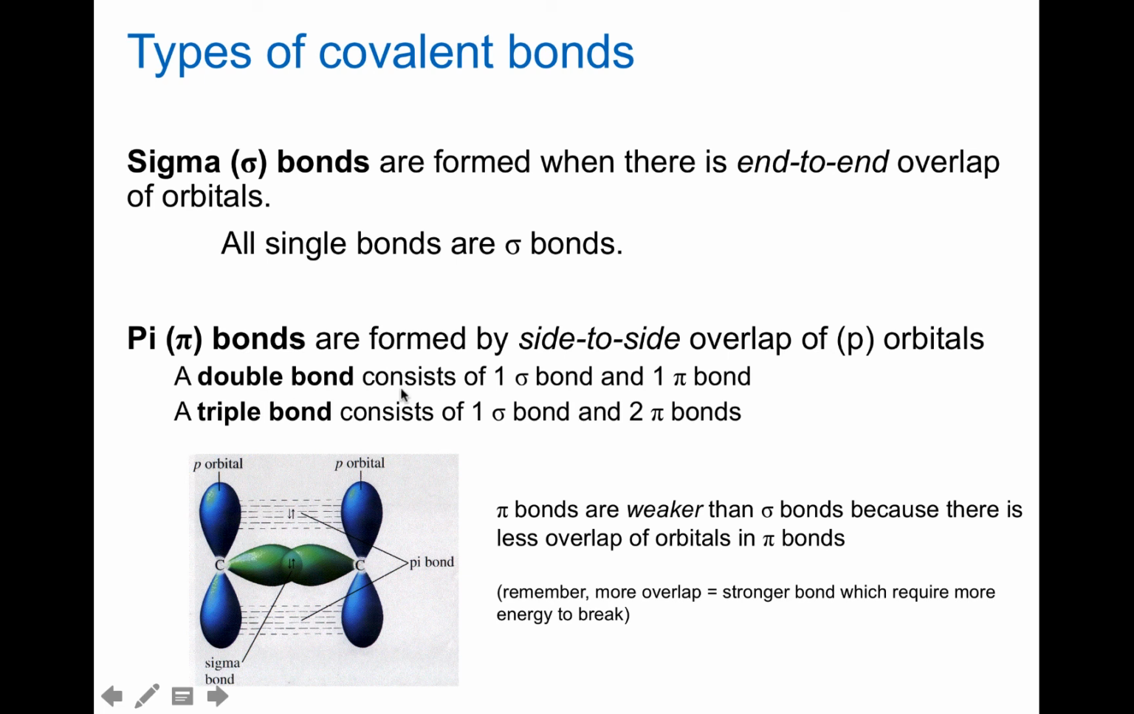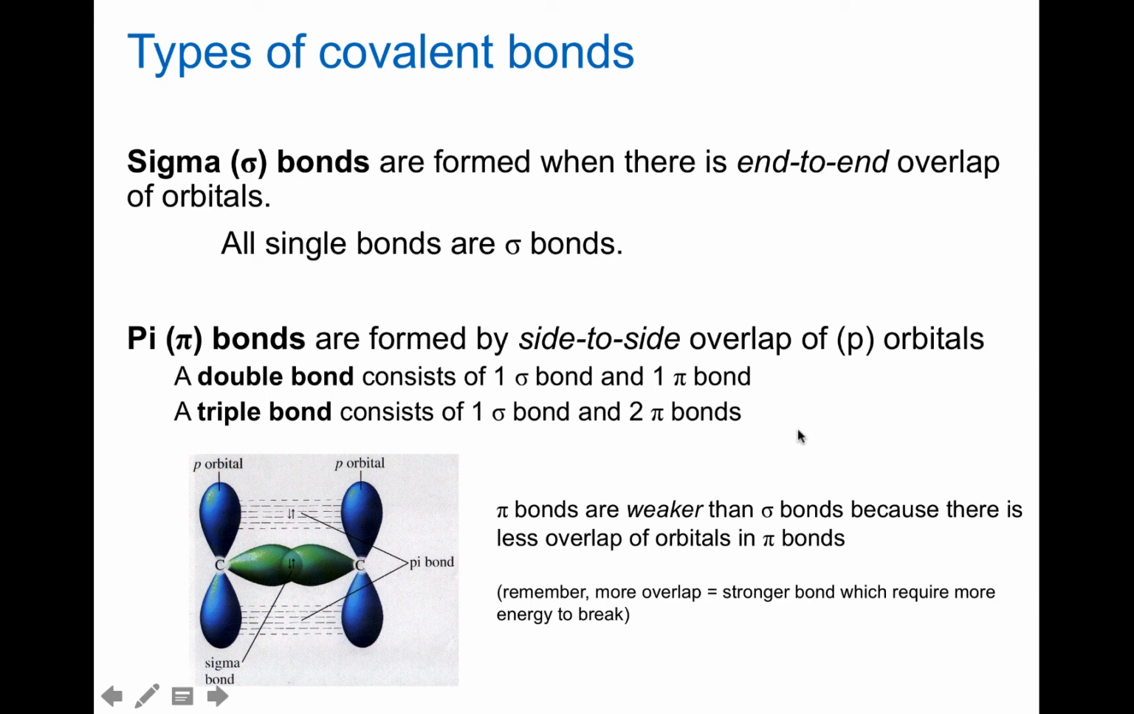Anytime you have a double bond, there is one sigma bond in it and one pi bond. So there's one set of end-to-end overlap and one set of side-to-side overlap. Here we have an unhybridized p orbital in this carbon atom, and it's hard to stretch those out. I have better pictures on later slides, but there's side-to-side overlap of those p orbitals.